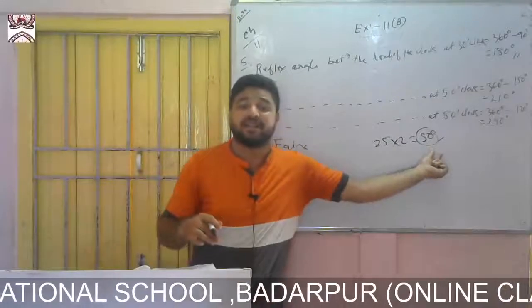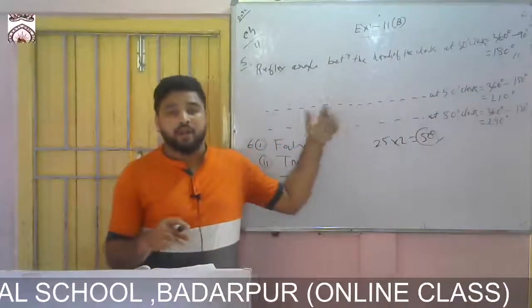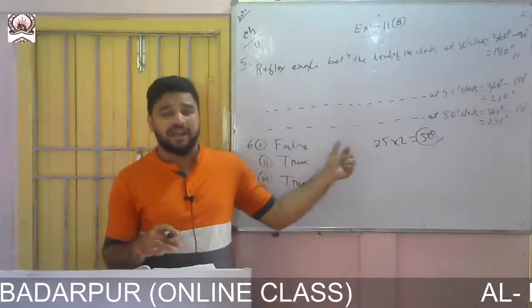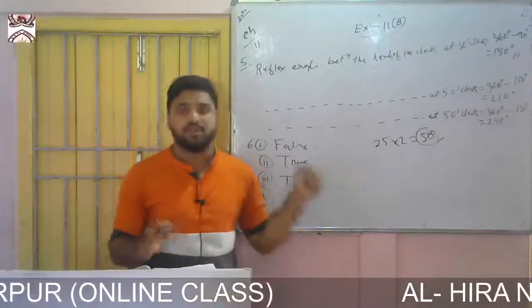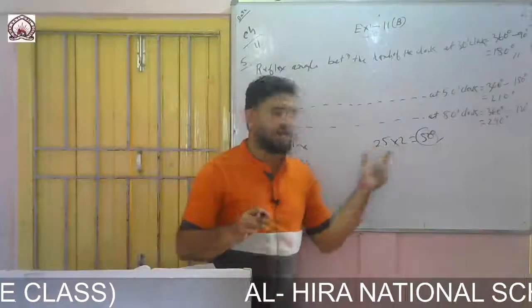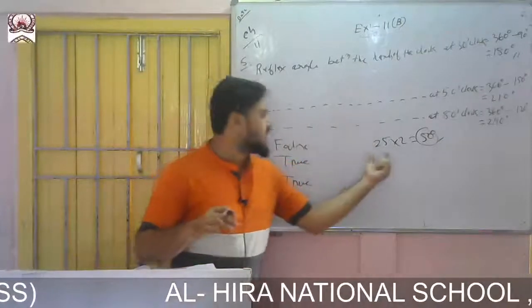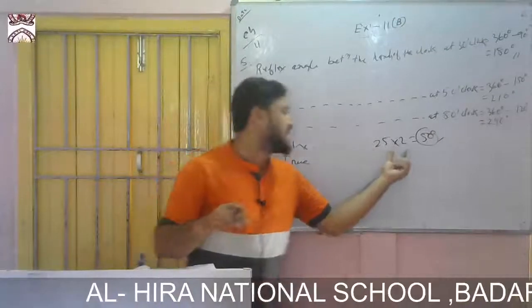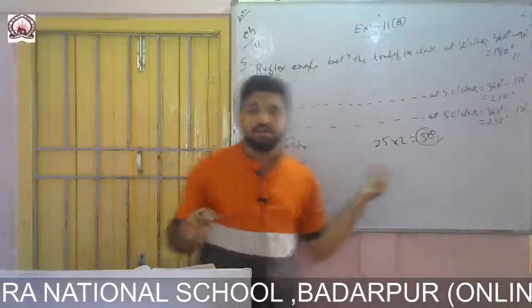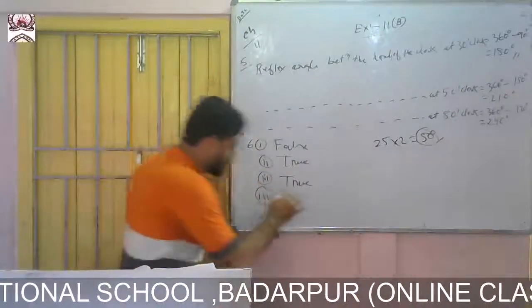But in the question it is said that if you make double of an acute angle, then it must be obtuse. It is not must be. Sometimes it may be, but not all the time. Because if you take 25, then 25 twice is 50, and 50 is less than 90 degree. So again it is acute. That is, it is false. Okay.